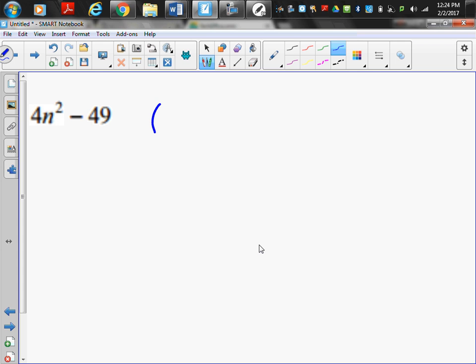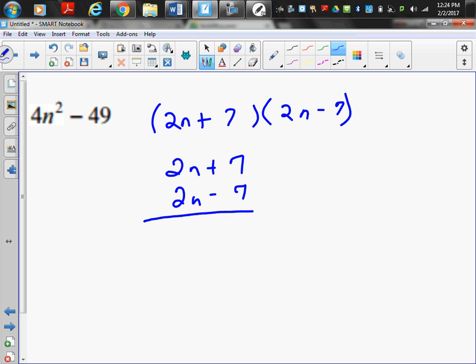So 4. How do I multiply to get 4? 2 times 2. How do I multiply to get n squared? n times n. We know one's positive, one's negative. How do I multiply to get 49? 7 times 7. Then multiply it back together to make sure that you're correct. 2n plus 7, 2n minus 7.